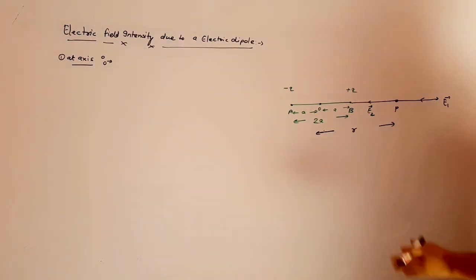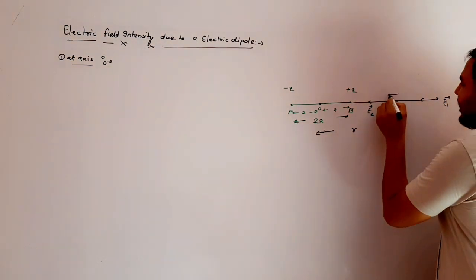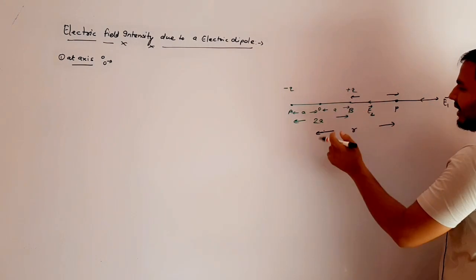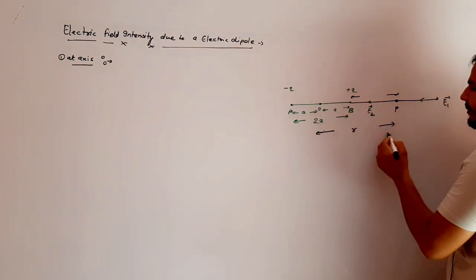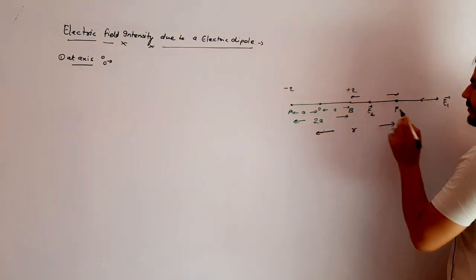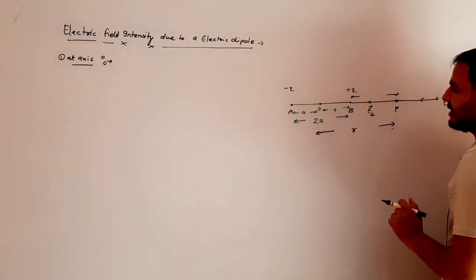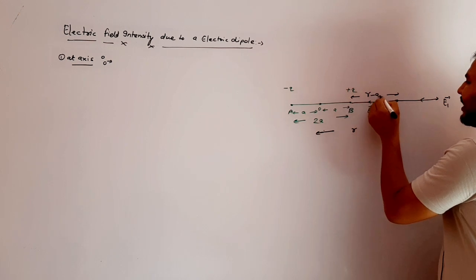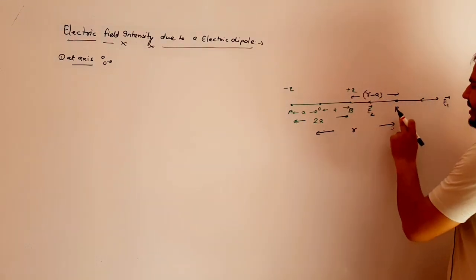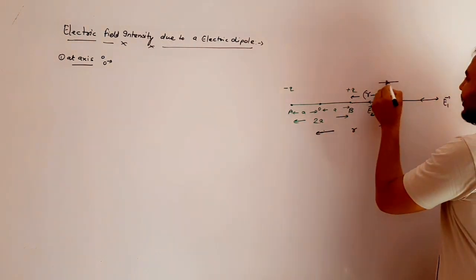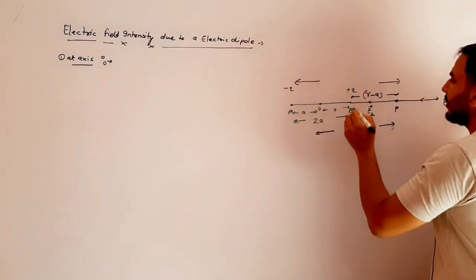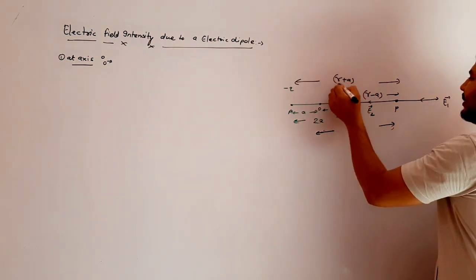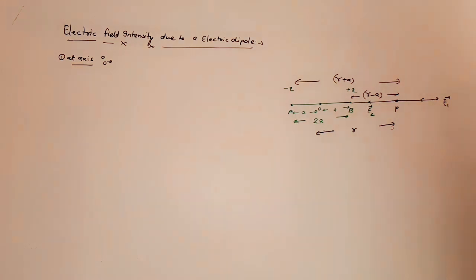Now, total distance O to P is r. Clear? This distance is a, then the distance between B and P is r minus a. Distance between A and P is r plus a. Clear?